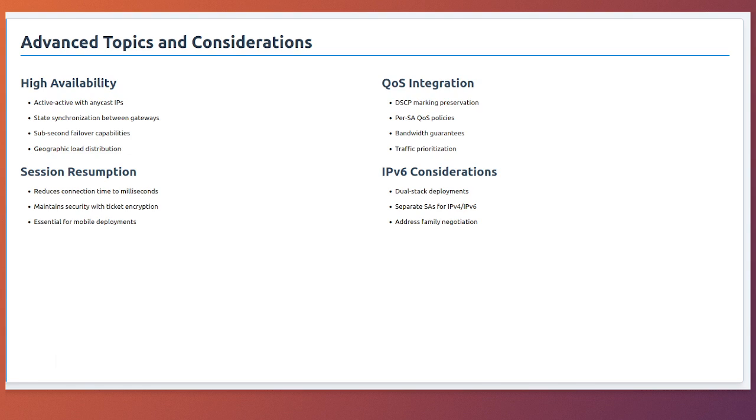Quality of service integration ensures critical traffic receives appropriate treatment. IKEv2 can copy DSCP markings from inner packets to outer ESP packets, preserving QoS through the tunnel. Some implementations support per-child SA QoS policies, allowing different treatment for different traffic types. This is crucial for voice and video applications that require low latency and jitter.